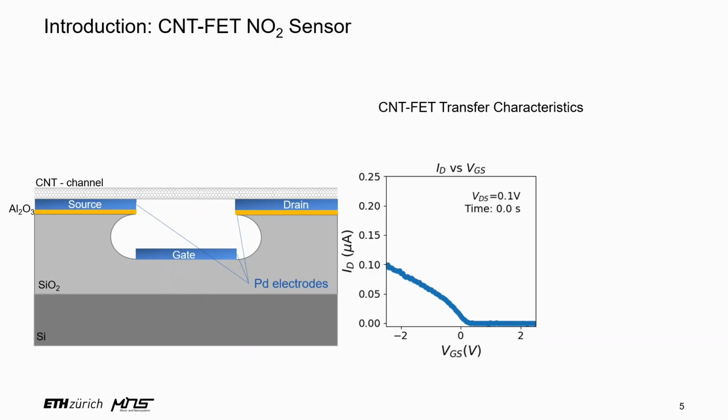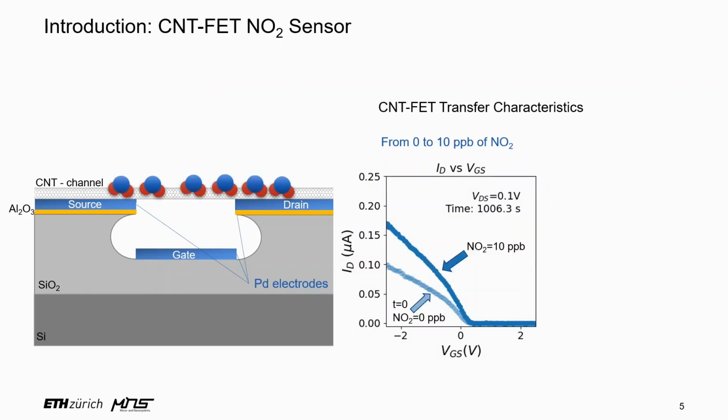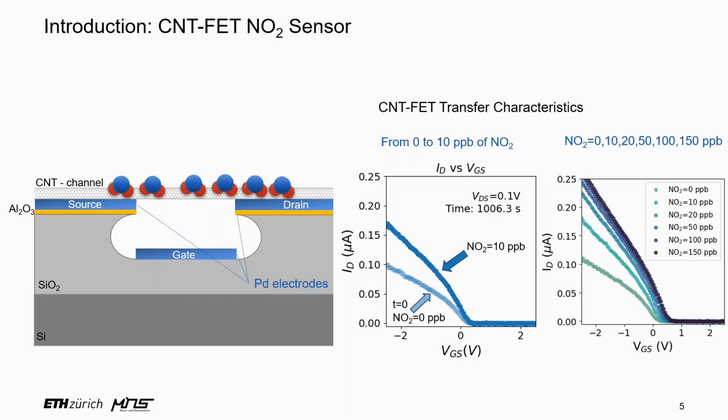What we do is measure the transfer characteristics of this transistor, which is the current measured over different gate voltages. When nitrogen dioxide starts adsorbing on the device, this curve changes, as we can observe in the animation. For instance, here you can see the difference at 0 NO2 and after the adsorption of 10 ppb of NO2. In this second graph, you can see the difference of the transfer characteristic with increasing NO2 concentration. Overall, we have an increase of conductance with a curve tilt, but also a threshold voltage shift.